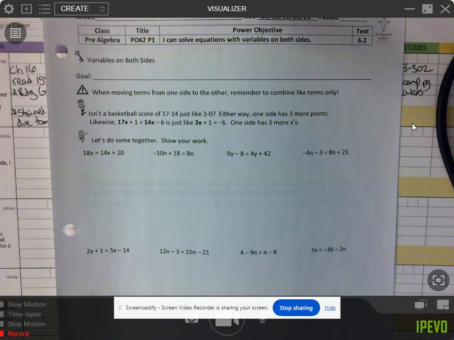So let's look at PO62. I can solve equations with variables on both sides. So like I've been telling us, every objective here is a PO, and they all deal with those little details. People are getting those details wrong. They're missing stuff. Oh, negative numbers. Oh, opposite operations. Oh, how do I combine those like terms? We're missing key things.